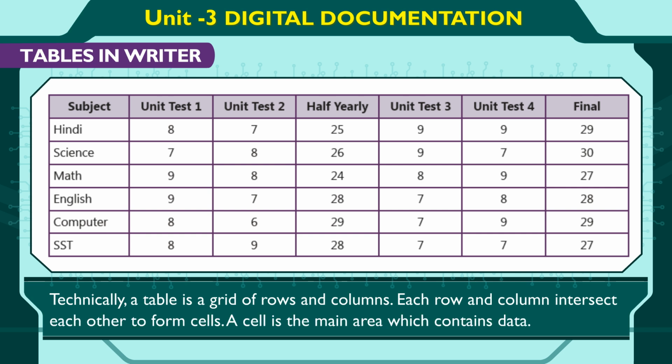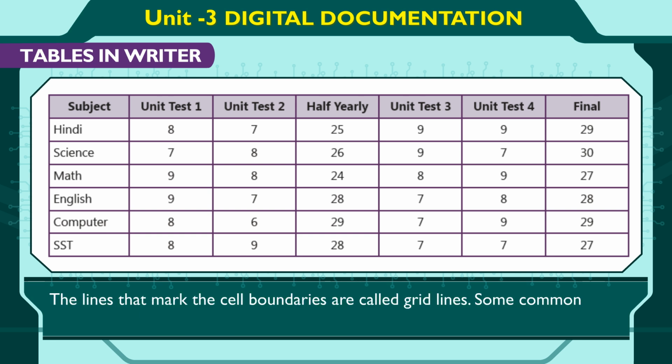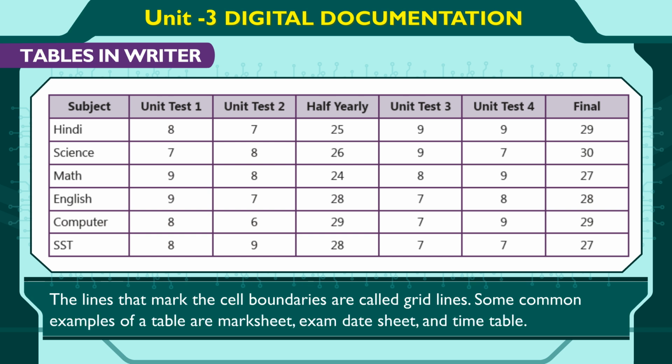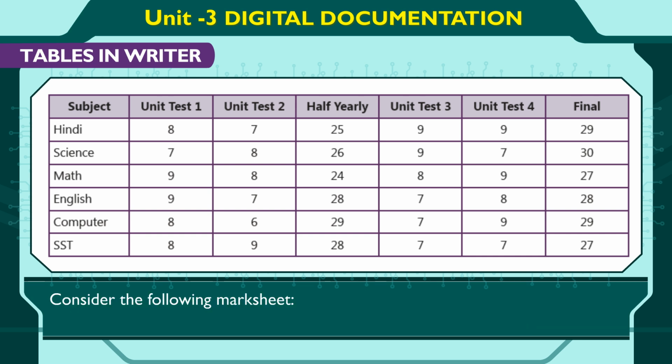A cell is the main area which contains data. The lines that mark the cell boundaries are called grid lines. Some common examples of a table are mark sheet, exam date sheet, and timetable. Consider the following mark sheet.